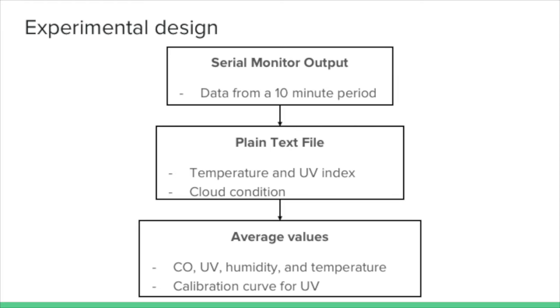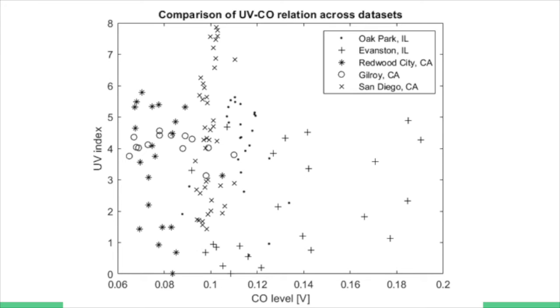Using the UV index and the UV sensor output, a calibration curve was made. The data from each of the 5 locations is shown here, with calibrated UV index on the y-axis and carbon monoxide level on the x-axis.